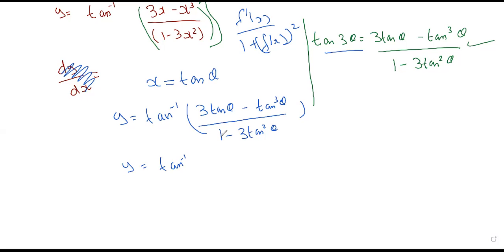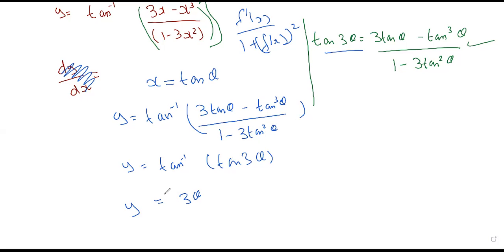This is f of x, but this is also equivalent to something else. It is a trigonometric identity, right? I just told you, tan 3 theta. Very good. This is tan 3 theta. And tan inverse into tan, this is tan inverse and this is tan, so they get cancelled out. Excellent. So we have 3 theta. So we have y equals 3 theta.